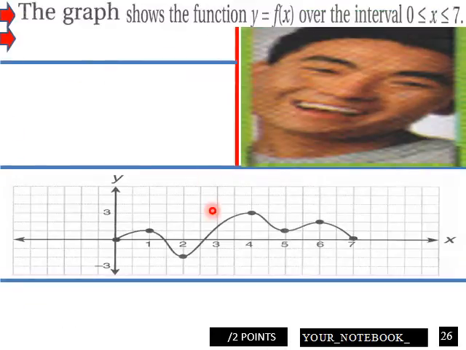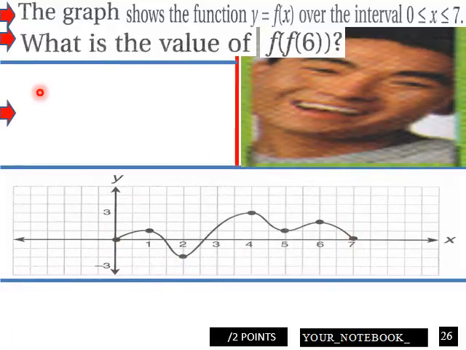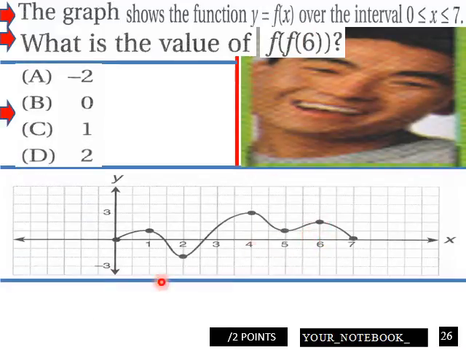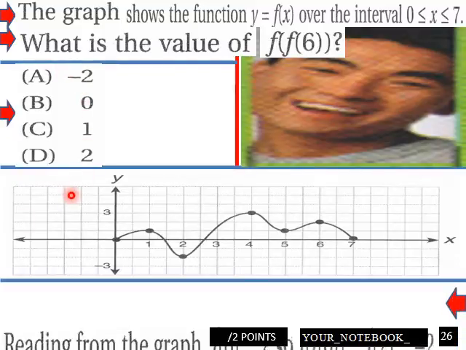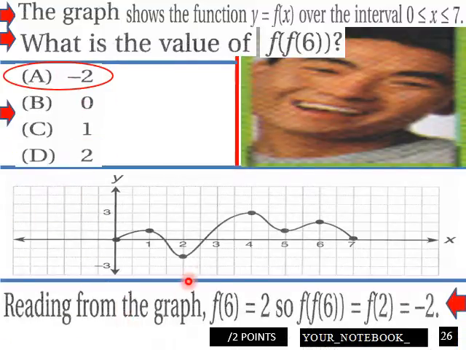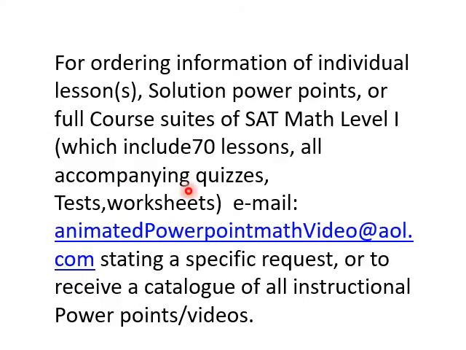The graph shows a function y equals f of x over the interval between 0 and 7. What is the value of f of 6? The choices are negative 2, 0, 1, or 2. Reading from the graph, f of 6 equals f of 2. So when f of 2 equals this here, we get negative 2 for our solution to that one.